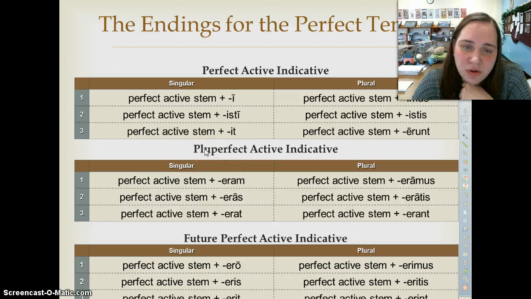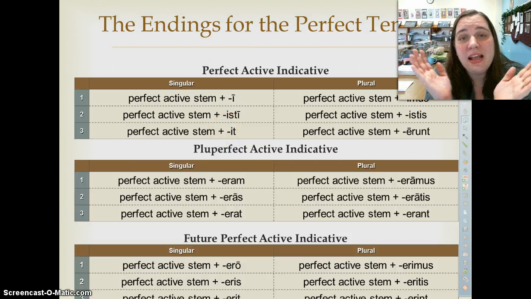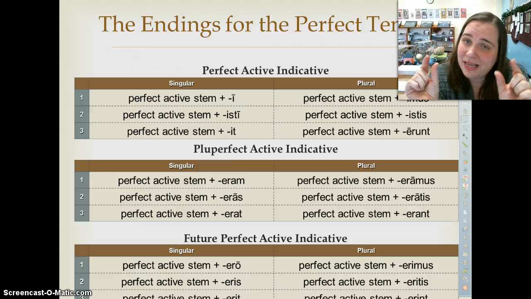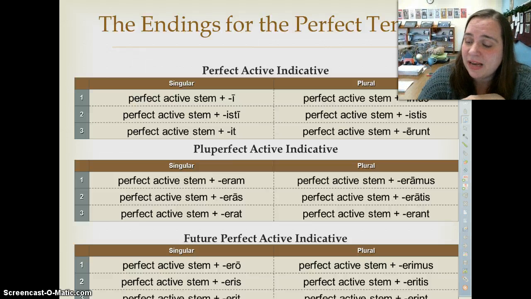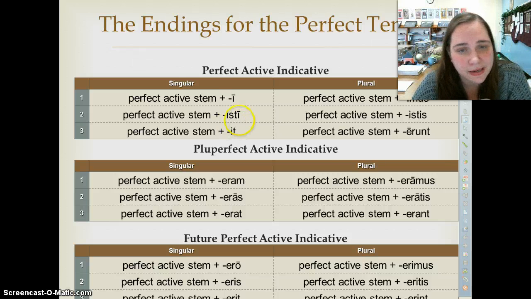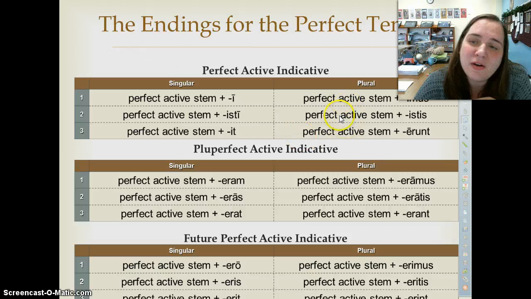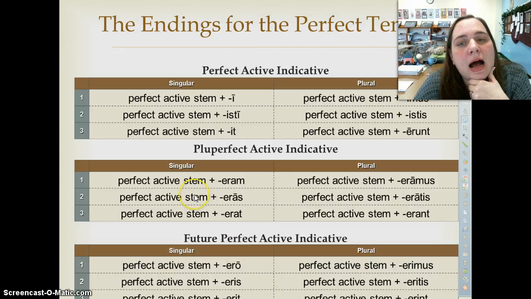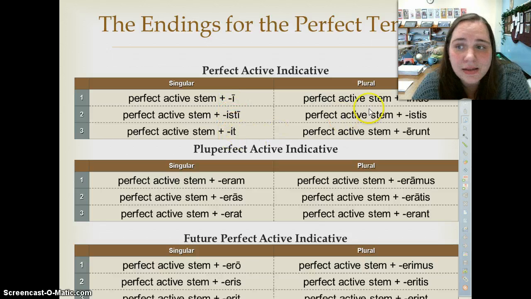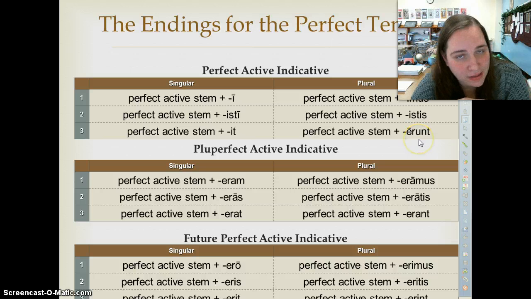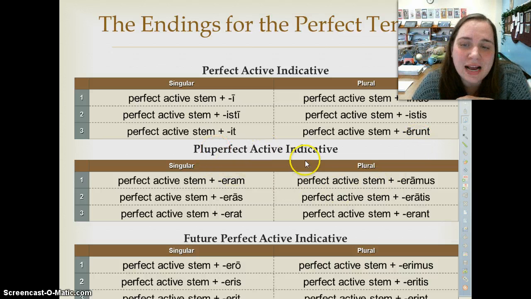Okay, so now that you know how to get the perfect active stem, I need to tell you what the endings are for the perfect tenses, and then it's as easy as putting those endings onto the stem, and then you can conjugate the perfect active, pluperfect active, and future perfect active indicative. For all of these, I already have on here that you need your perfect active stem. That is pretty necessary. So perfect, the endings are i, isti, it, imus, istis, erunt. Pluperfect active endings are eram, eras, erat, eramus, eratis, erant.